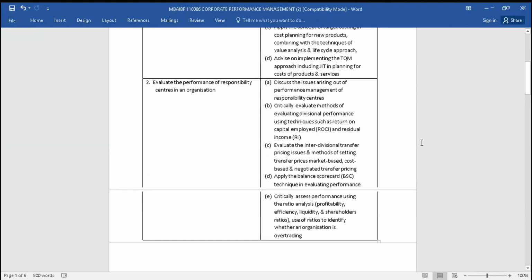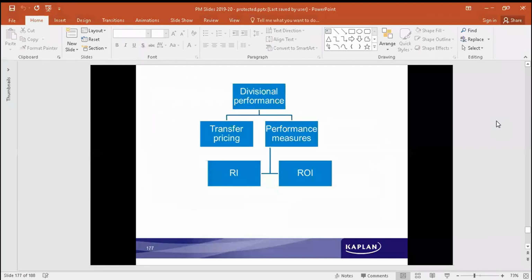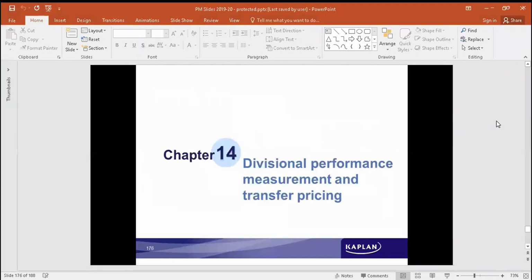Okay, so the C bit of Section 2: evaluate interdivisional transfer pricing and methods of setting transfer prices, market-based, cost-based, and negotiated transfer pricing, and then discuss the BSC, balanced scorecard. So, divisional performance measurement and transfer pricing.